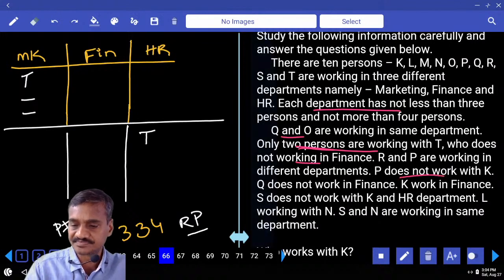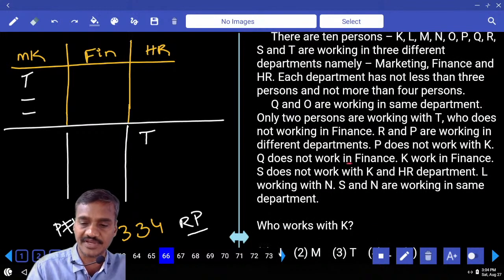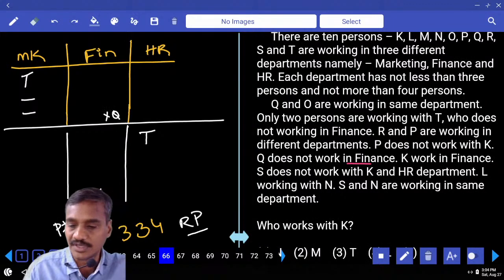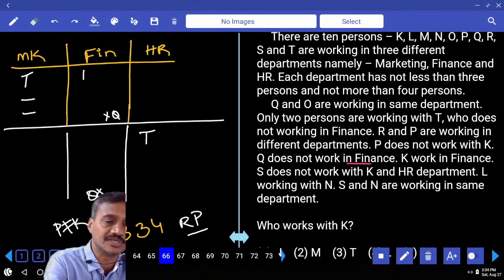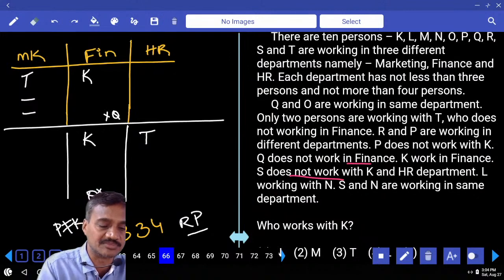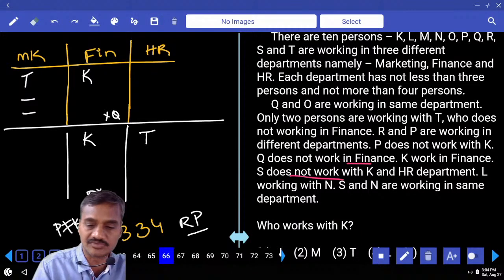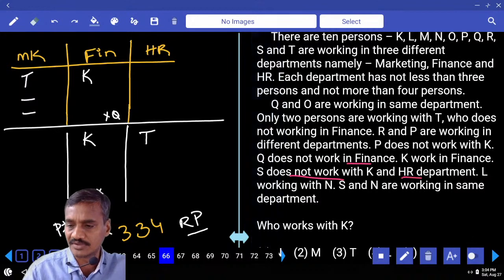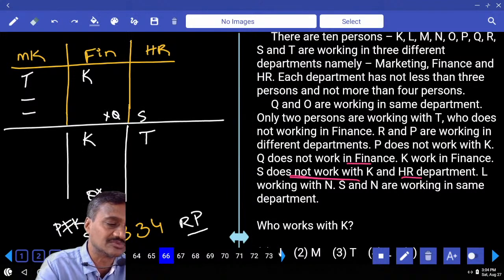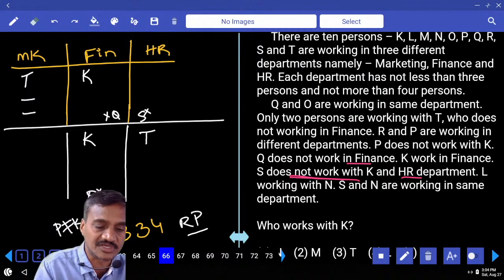And next one, Q does not work in finance. Now Q finance is ruled out. Q does not work in finance. And next one, K works in finance. Hence K is in finance. And next one, S does not work with K. S and K are not working in the same department. S does not work with K in the HR department. That means S is not working in the HR department as well.